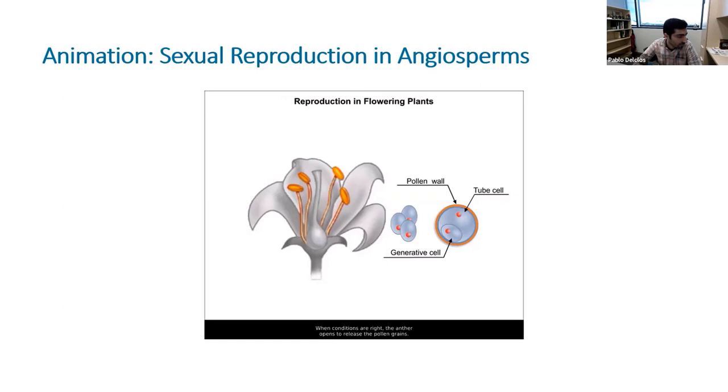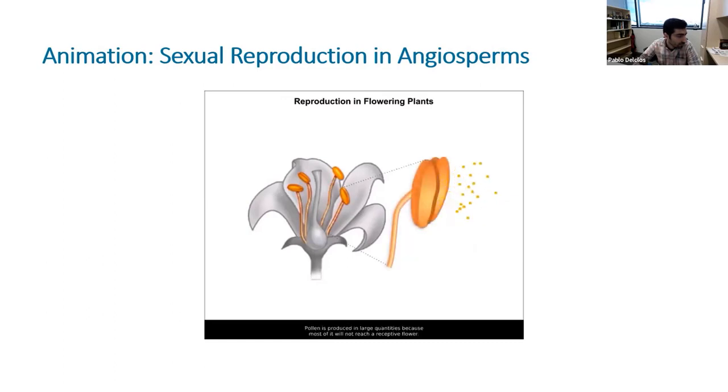When conditions are right, the anther opens to release the pollen grains. Pollen is produced in large quantities because most of it will not reach a receptive flower. Some falls to the ground, some is eaten by insects, and so on.